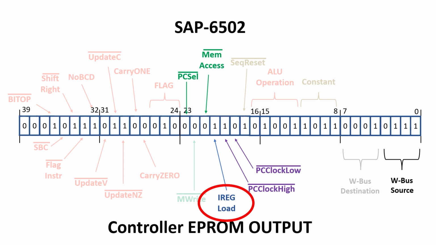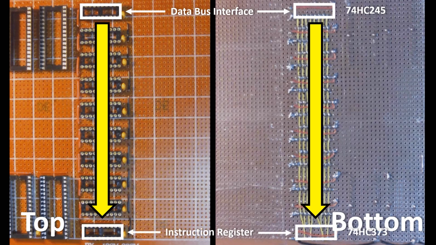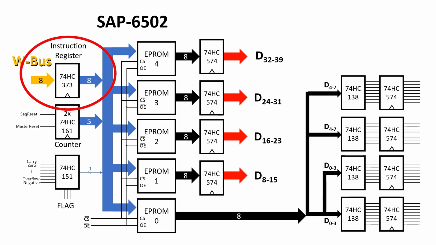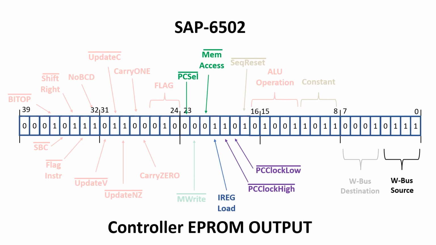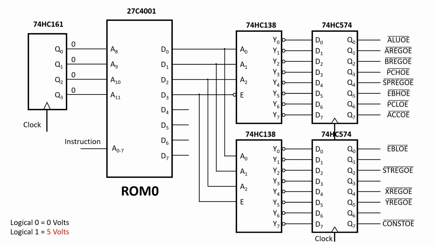iRegLoad is also asserted, which means the contents of the W bus is latched into the instruction register. This in turn is presented to the microcode EEPROM. At the same time, we don't want anything else driving the W bus, so the source register is set to be high impedance. Remember that high Z maps to this unused output. This prevents any of the other registers writing to the W bus.